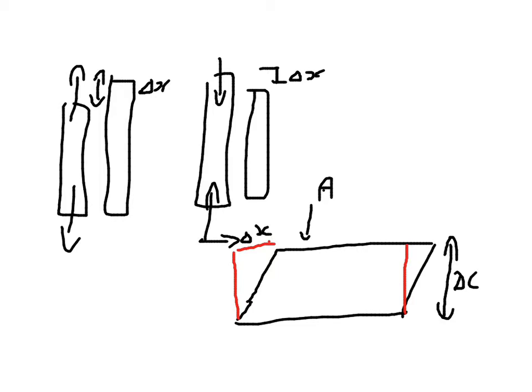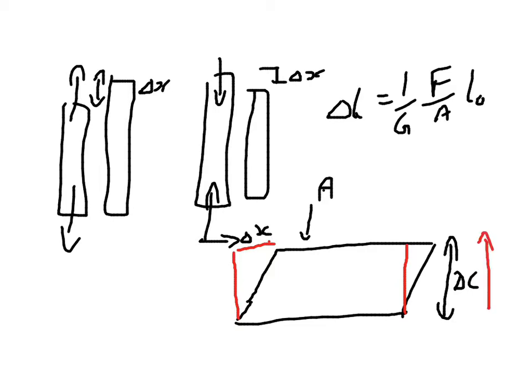If we then jump over another page, it talks about shear modulus and shear strain. Well, it's exactly the same principle, apart from they've given the modulus the letter G instead of the letter E. So for shear modulus, we say delta L, or delta X, is going to be 1 over G times F over A times L naught, where L naught or X naught is this length here, and delta L or delta X is this length here.